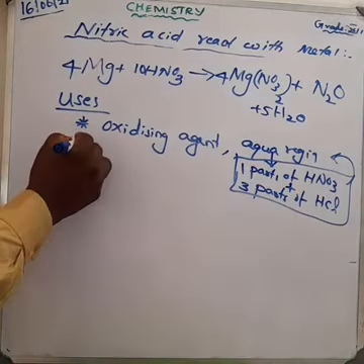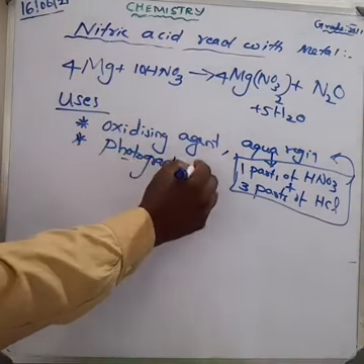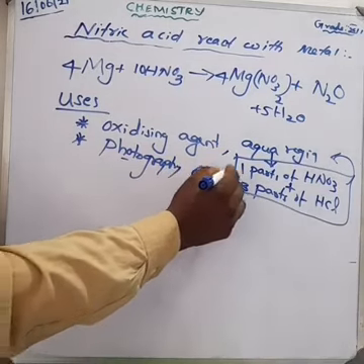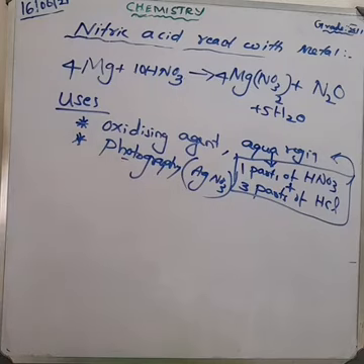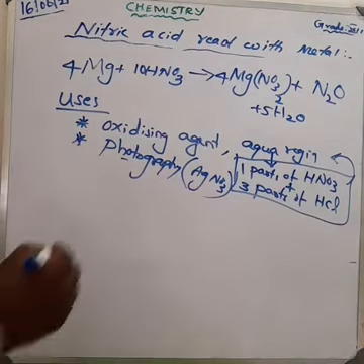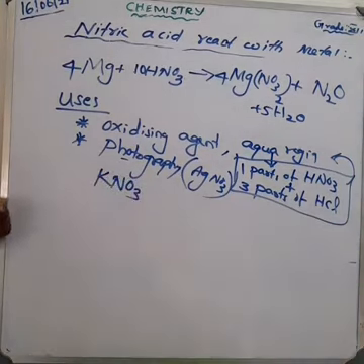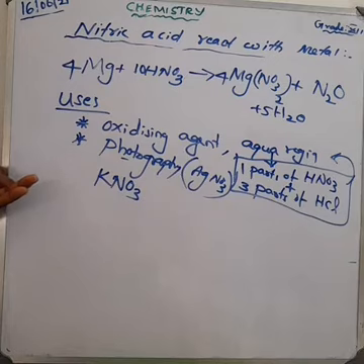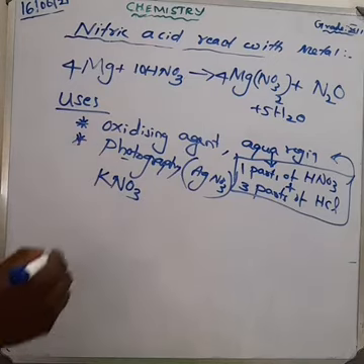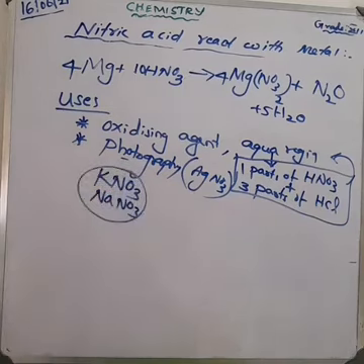Second one. It is used in photography. That is silver nitrate, one of the nitrate compounds. Silver nitrate is used in photography. And gunpowder: I think potassium nitrate is used as gunpowder. Firearms, like a rifle, pistol, or other portable gun, are all made using, I think, sodium nitrate. These are the uses of nitric acid.